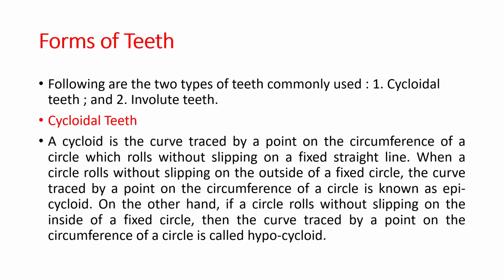Next are the forms of teeth: cycloidal teeth and involute teeth. The cycloid means the curve traced by a point on the circumference of a circle which rolls without slipping. If it is rolling on the outside of a circle, it is an epicycloid, and if it is rolling inside the circle, it is called a hypocycloid.